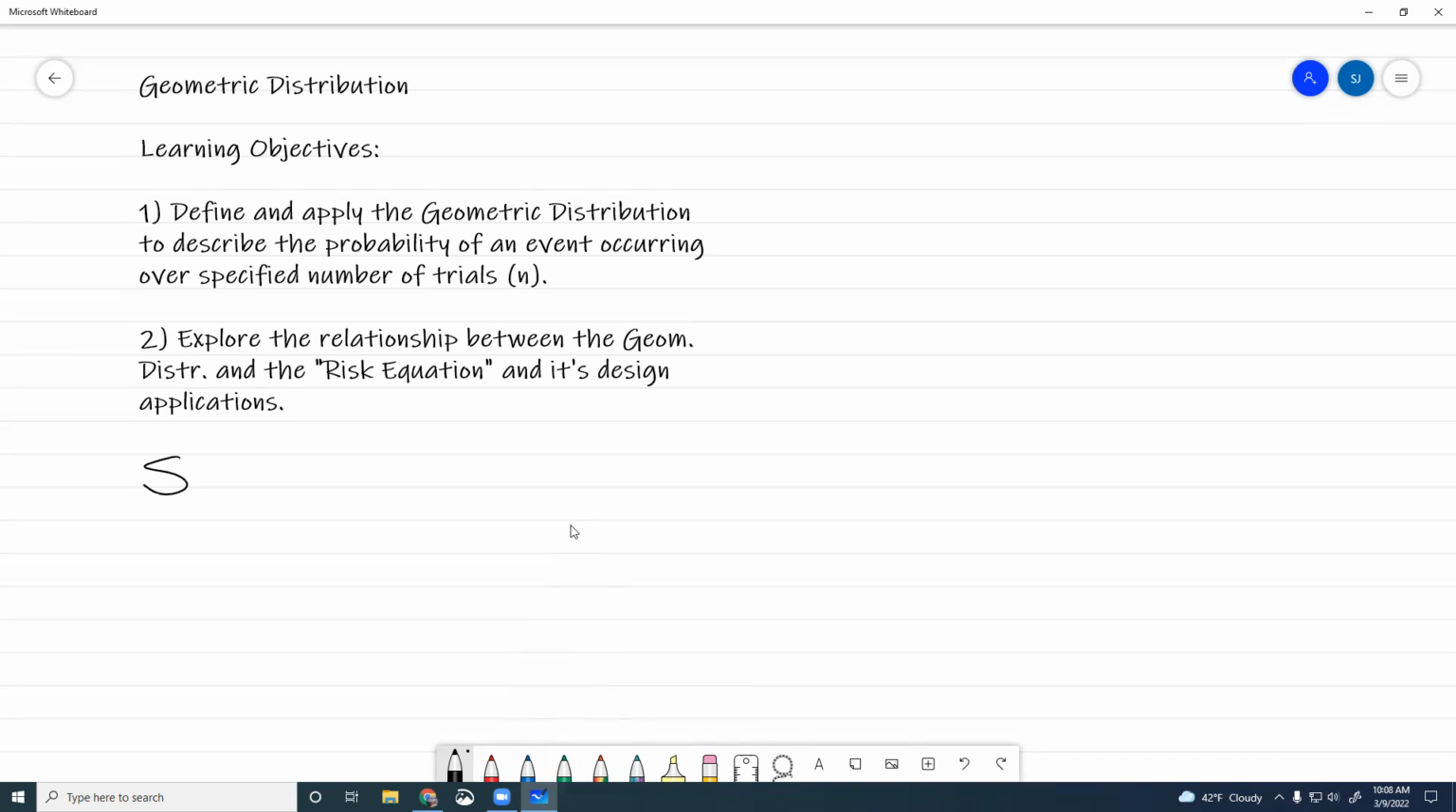Okay, so let's introduce it and say we have a Bernoulli trial. And remember, what's the definition of Bernoulli trial? Binary outcome. So success or failure with a certain probability, and that probability could be anywhere from 0.99 down to 0.0001 of the potential outcomes.